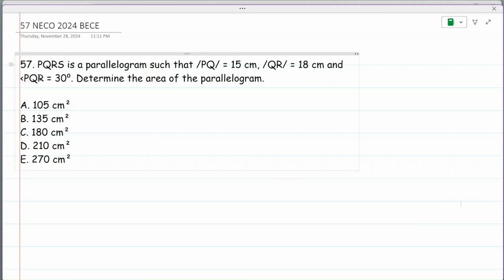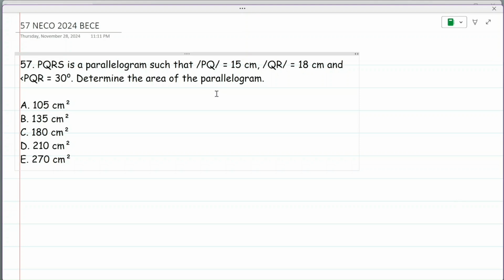Question 57. PQRS is a parallelogram such that line PQ is 15 centimeters, line QR is 18 centimeters, and angle PQR is 30 degrees. Determine the area of the parallelogram.